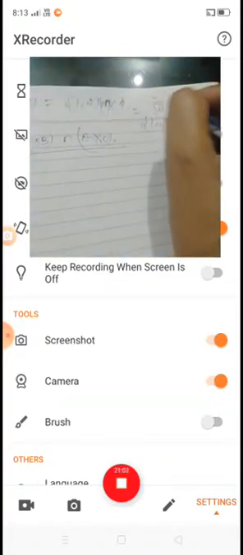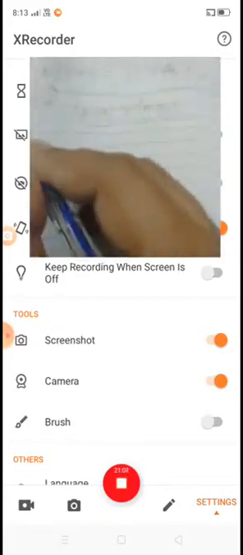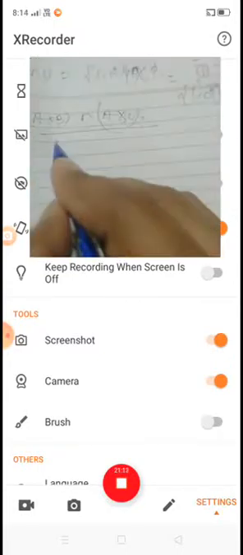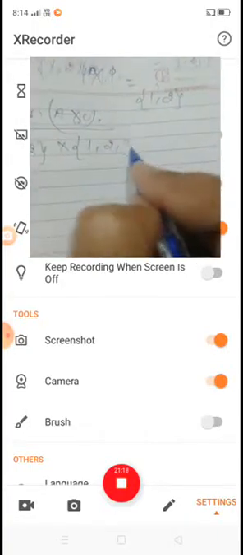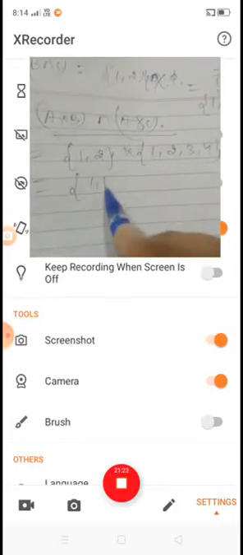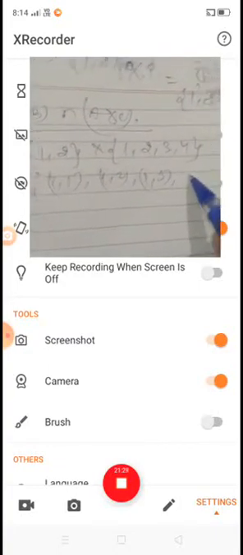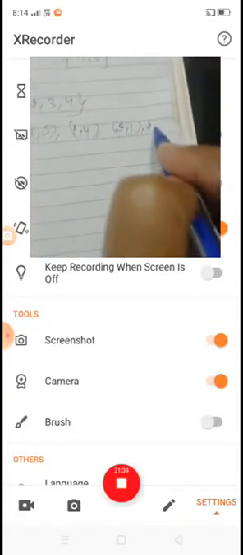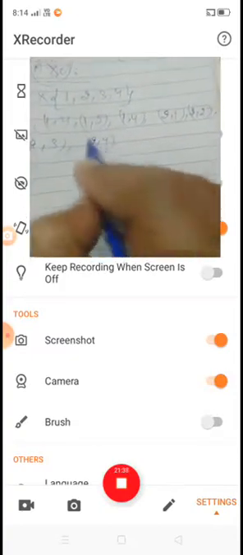Here 1 5 and 1 2. Okay, A cross B intersection A cross C. Now first of all we find A cross B. Here the set A is {1, 2} and the set B is {1, 2, 3, 4}. So we have (1,1), (1,2), (1,3), (1,4) and (2,1), (2,2), (2,3) and (2,4).